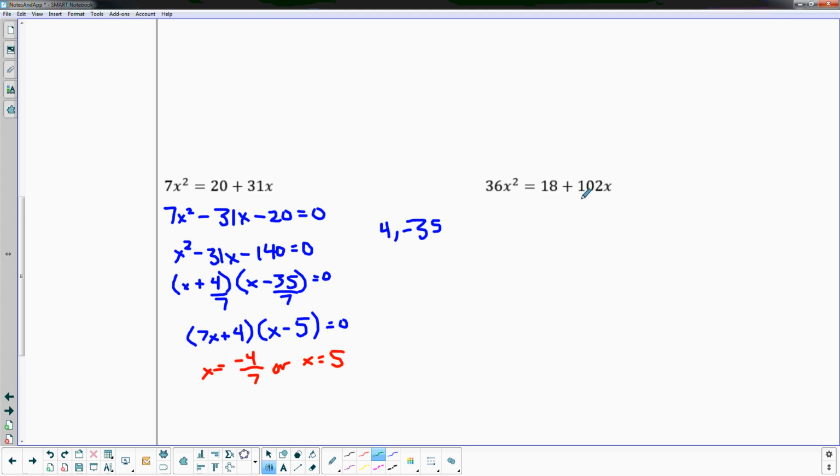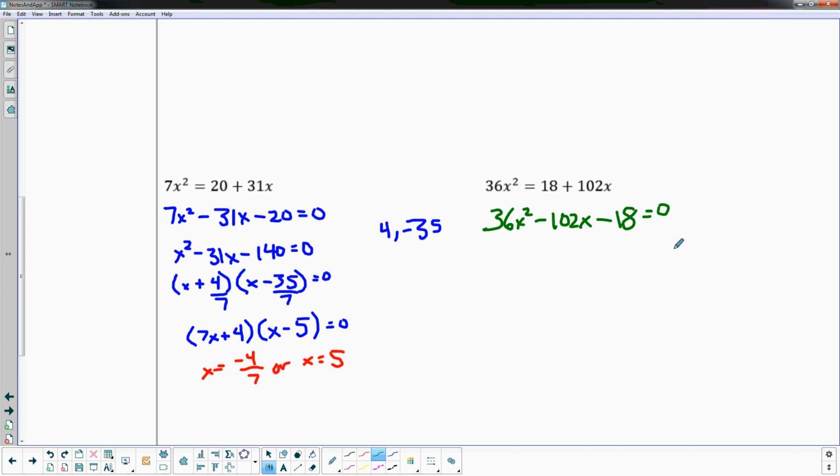On to the last one here. Again, it looks like a monster of a problem. That's because it is. We're going to get this 36x squared minus 102x minus 18, and that's going to equal 0.